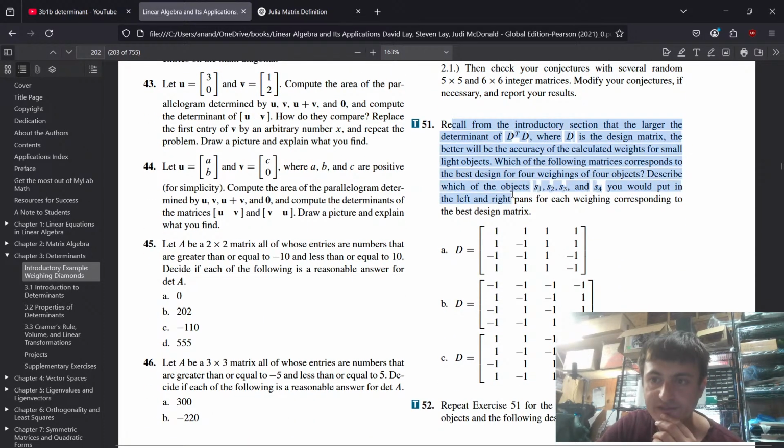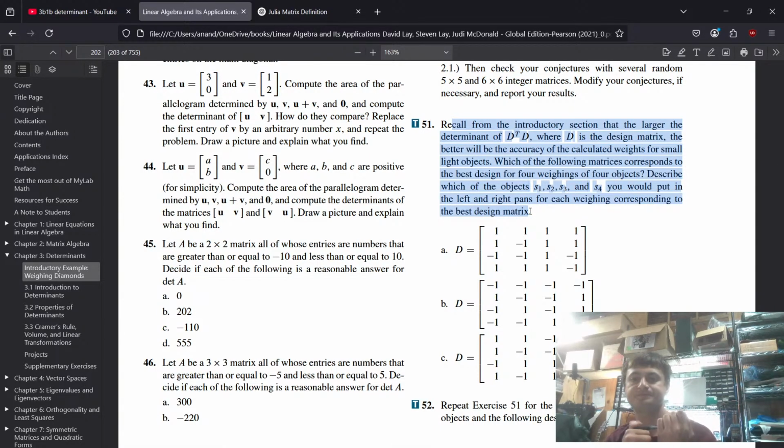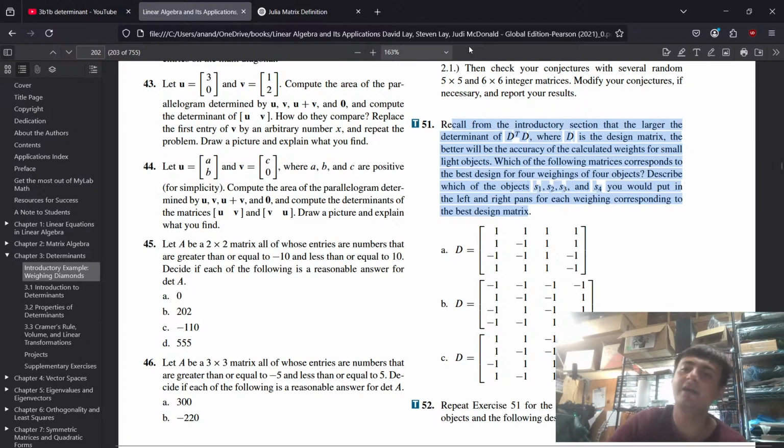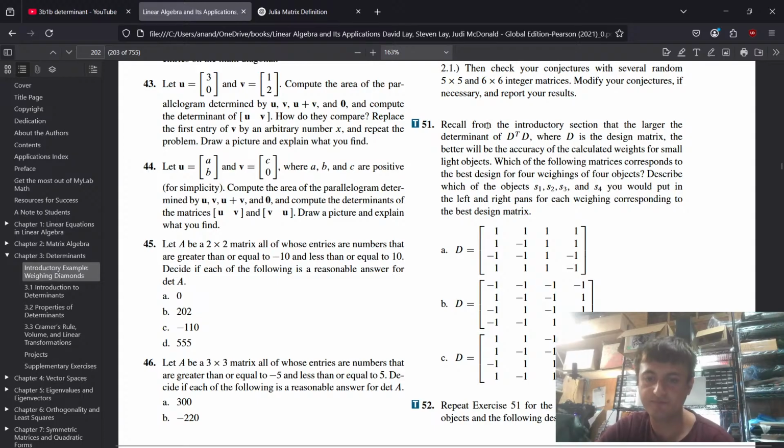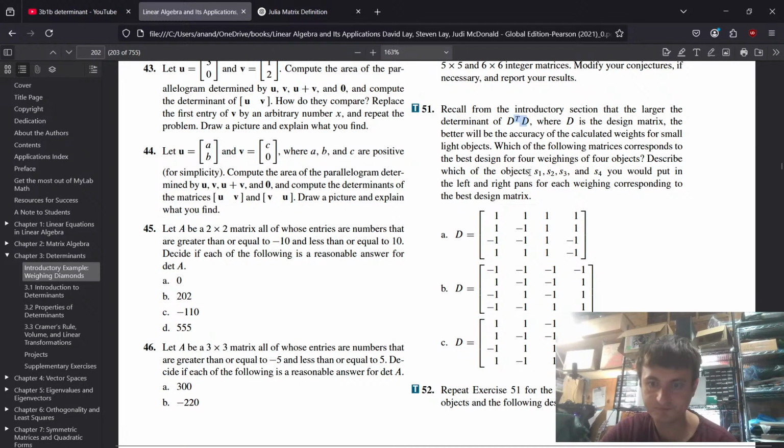Recall from the introductory section that the larger the determinant of D transpose D, where D is the design matrix, the better will be the accuracy of the calculated weights for small light objects. Which of the following matrix corresponds to the best design? See, I still don't know why that is. That's so cool. We'll do this one just to, well, maybe we'll do that one. I don't know.